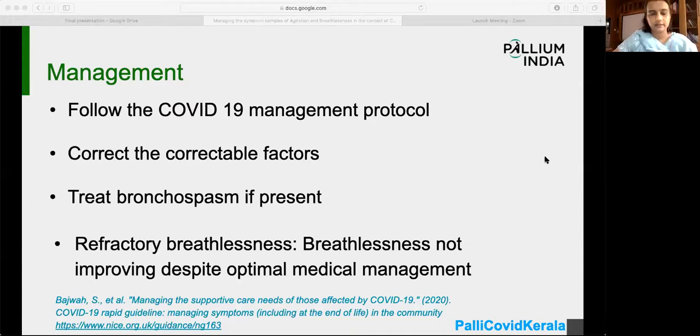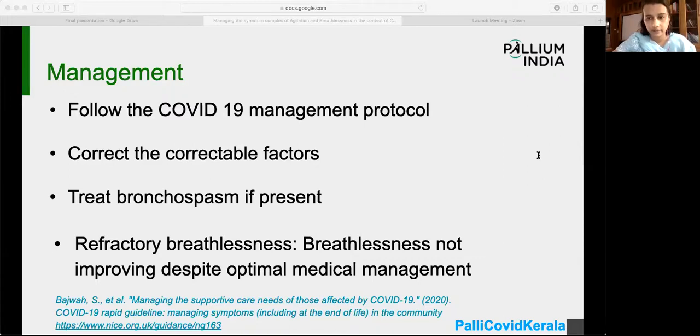So coming to the management, again, this is given in the ebook. And just to mention, all the guidelines that we've written in the ebook, the symptom management has been taken from the NICE guidelines and adapted to our settings. We've also used the Association of Palliative Medicine guidelines, the APM guidelines, and also a recent publication from the European Respiratory Journal. Now, when we start with the guidelines, we always assume that the patient is receiving all the appropriate supportive treatments and all the correctable causes have been considered and managed. So you have to follow the COVID-19 management protocol on the side and all the correctable causes.